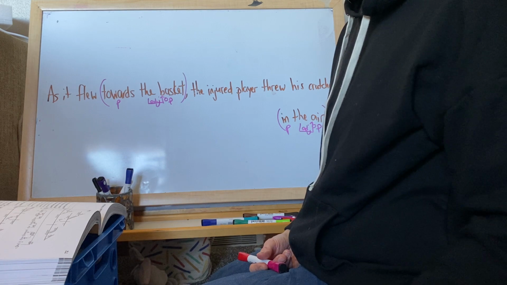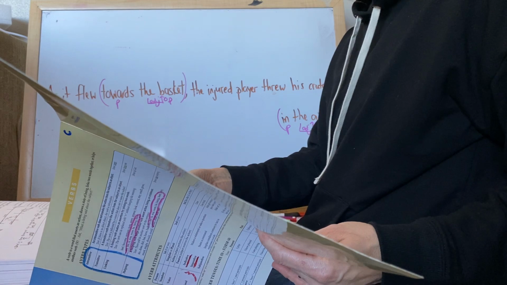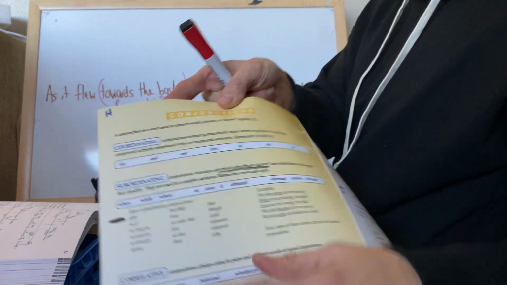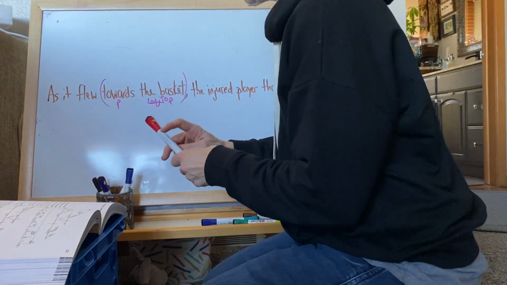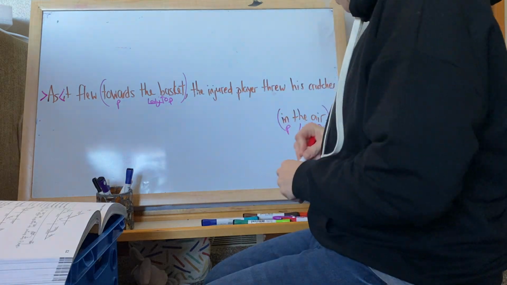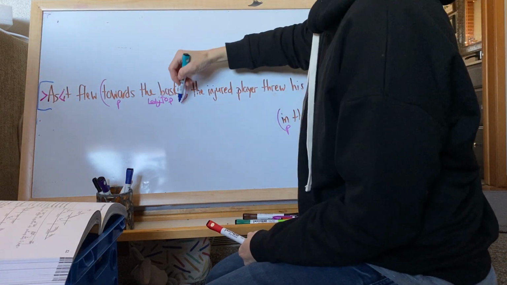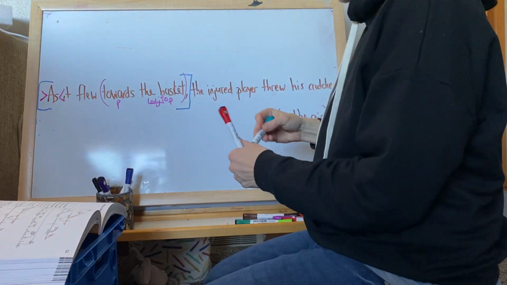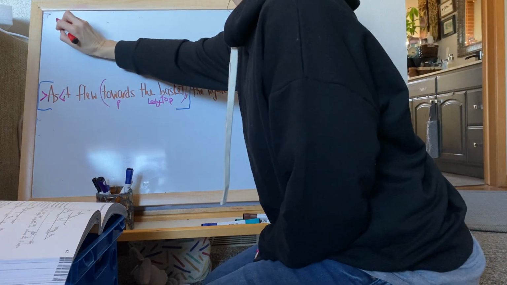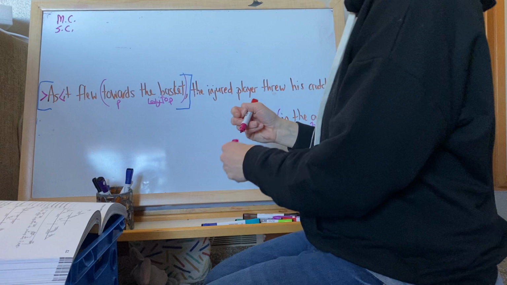As it flew toward the basket. Pretty sure it's part of the as. That's our subordinating conjunction. I bet Ezra said through his crutches. I bet you 5 cents he said through his crutches. Okay, so we're going to put this in our brackets. So we have our main clause and a subordinating clause.